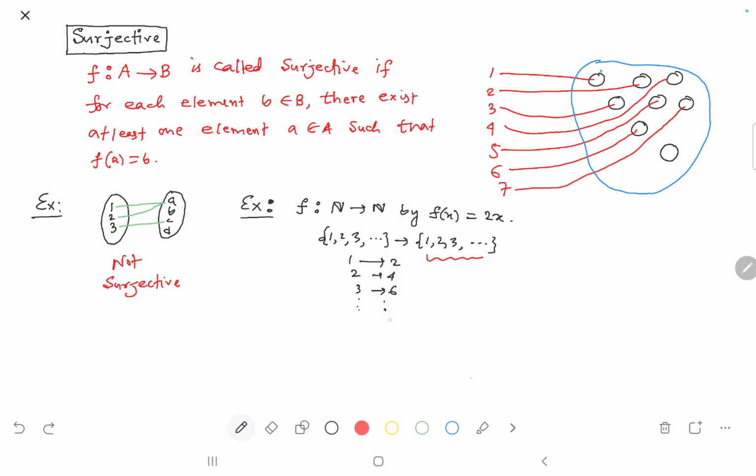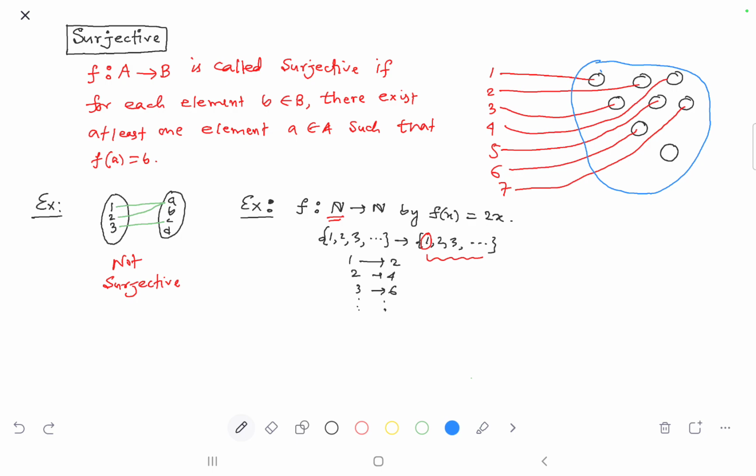For example, 1. If you take 1 here, it has no pre-image in the set. That's the problem. Very good.